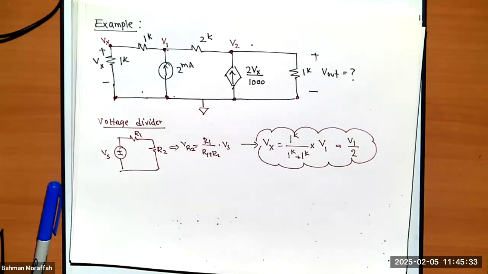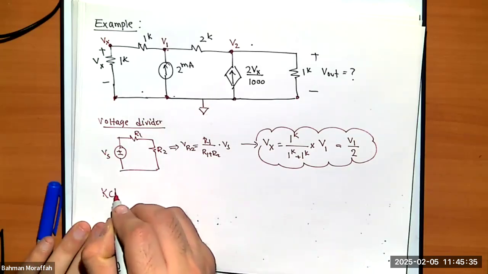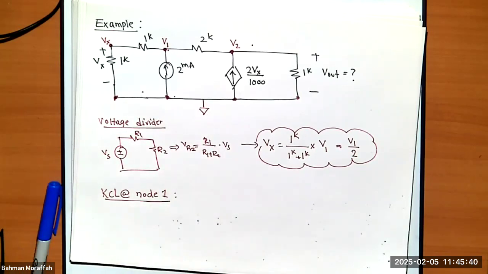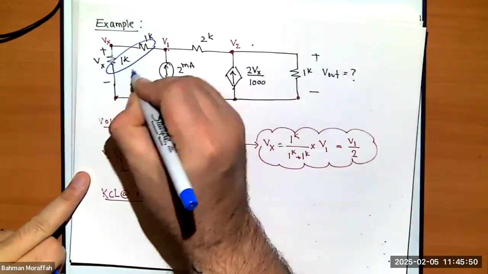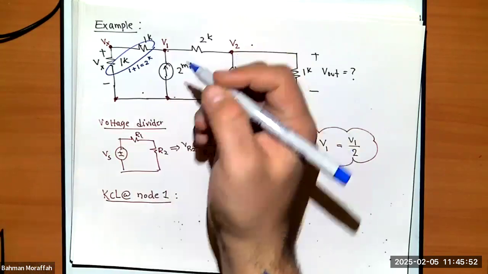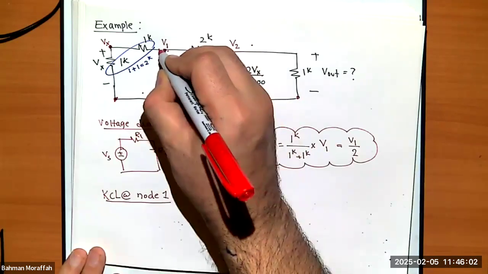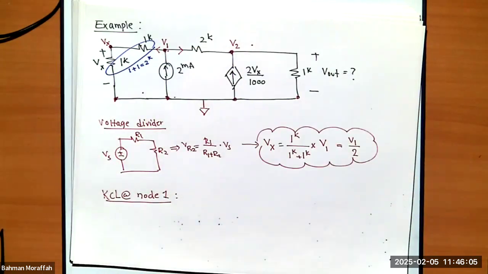Let's write KCL at node 1. Since I know exactly what Vx is in terms of V1, now I can combine these two, right? I can combine them and write 1 plus 1, which is a 2K, right? Now I don't really need the information of Vx. I know it in terms of V1, right? What is KCL at node 1? Again, I'm going to assume this is going out and this is going out. My assumption.